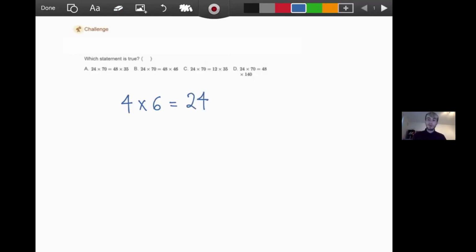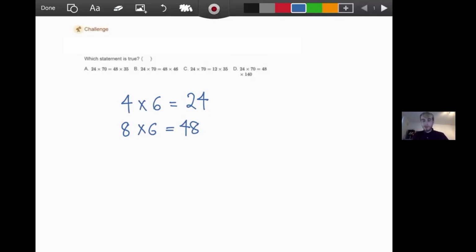Now, if I doubled, so I times one of the numbers by 2, I would have 8 times by 6. I've just times the 4 by 2 to get 8. Well, let's see how that affects our answer. Now I have 48, which is also 2 times 24. So the answer also doubles.